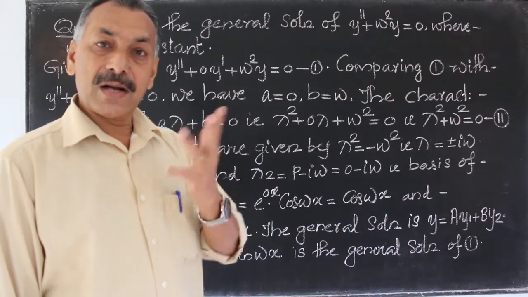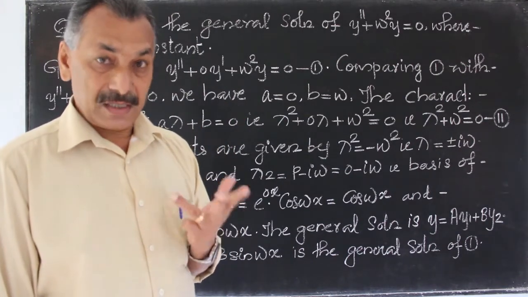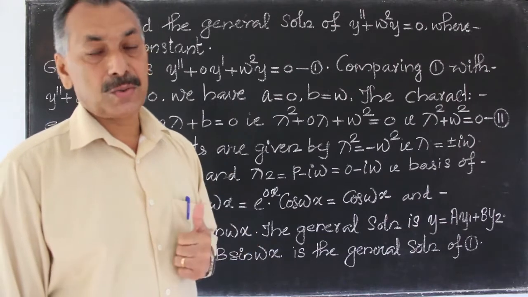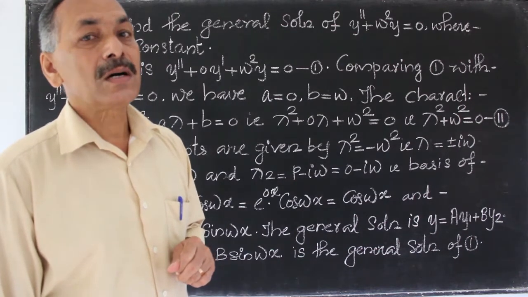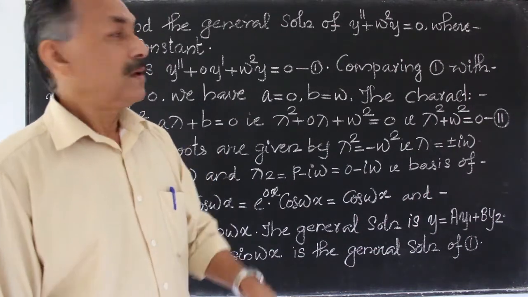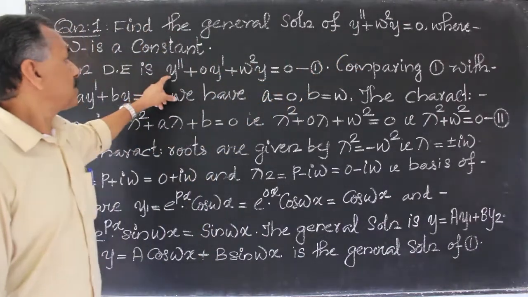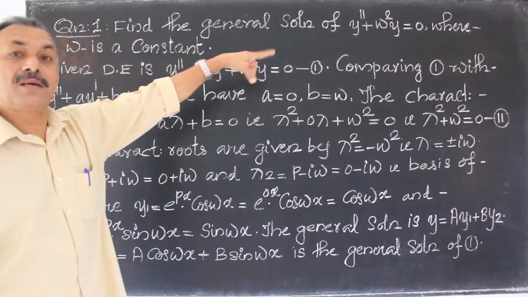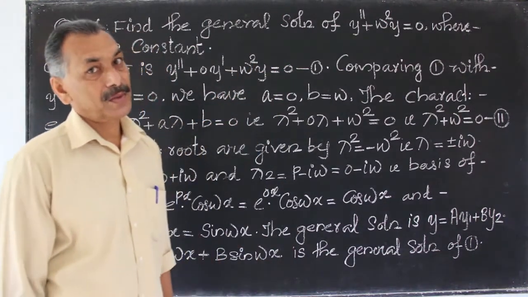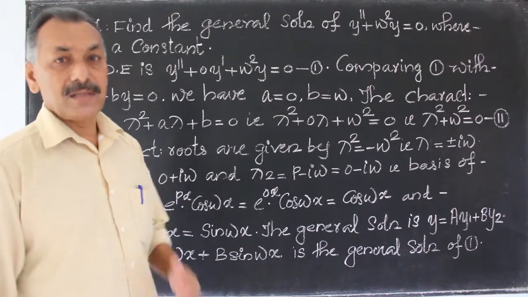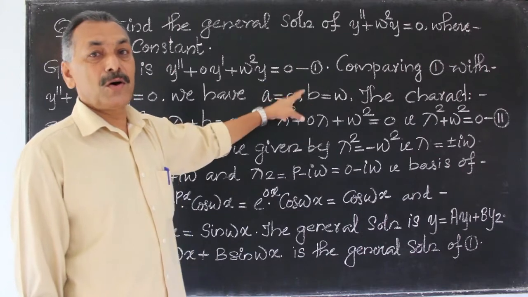In the last class we considered problems where the characteristic equation has distinct roots, repeated roots and complex roots also. This is an example where the characteristic roots are complex conjugates. The given differential equation is y'' + 0·y' + ω²y = 0. Clearly it is a second order homogeneous differential equation, with right side 0.